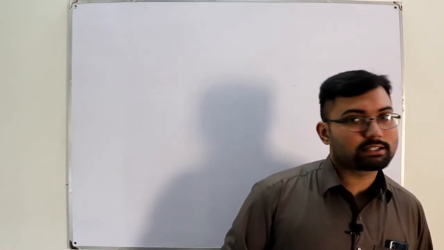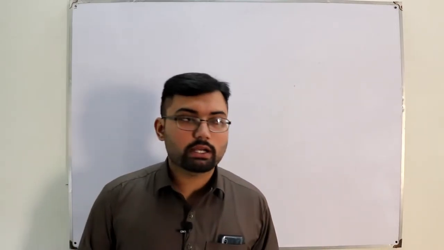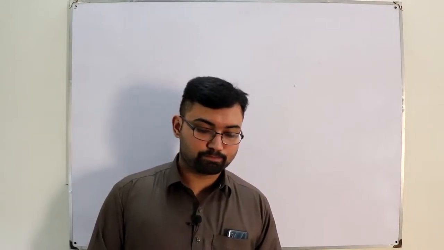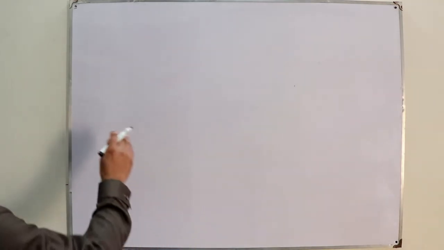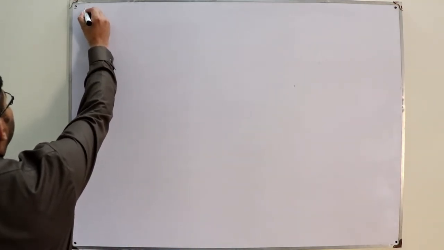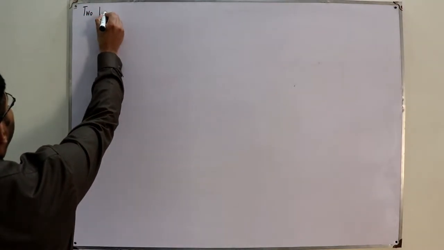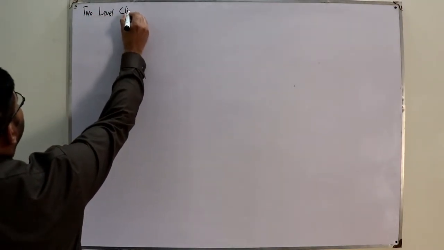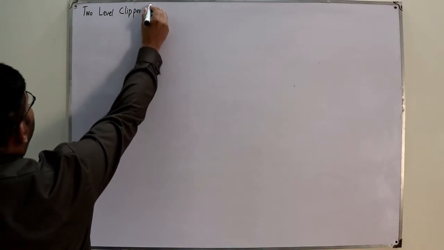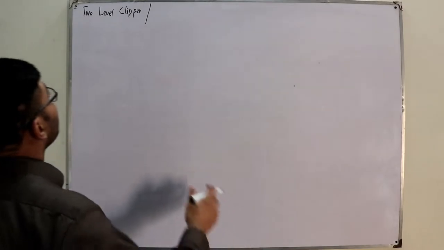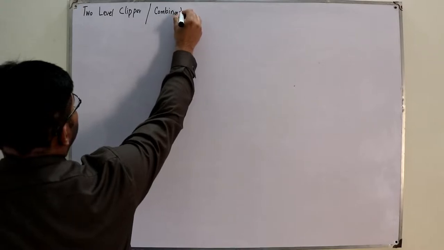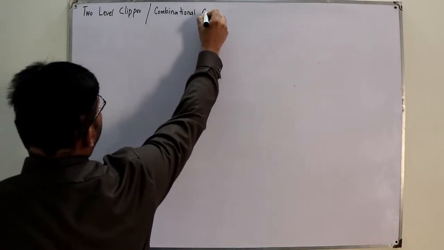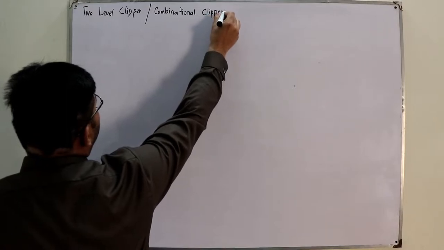Today we see the last topic on the clipper circuits, and that would be the combination clipper circuits, or you could say a two-level clipper or a multi-level clipper circuit. What's the meaning of this? We'll understand it as we go on in the video. The headings could be multiple. Let's say I give it a heading of a two-level clipper, or a multi-level clipper, or a combinational clipper circuit.